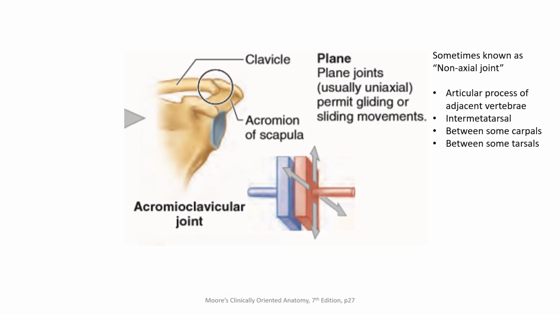Plane joints are the ones where the opposing surfaces are plane, simple as that. And when they are plane and they glide across each other, usually a gliding movement is possible.